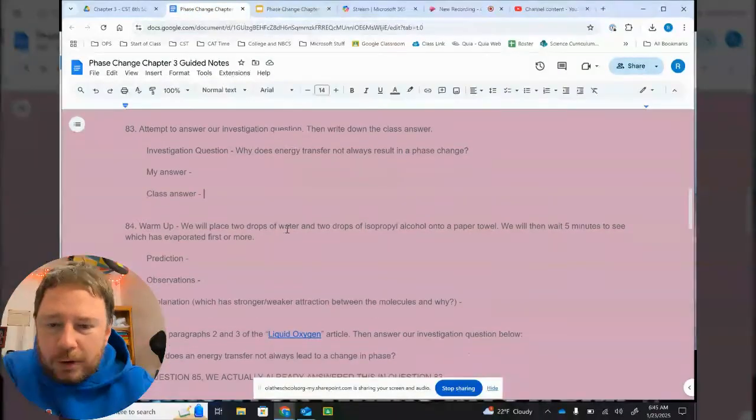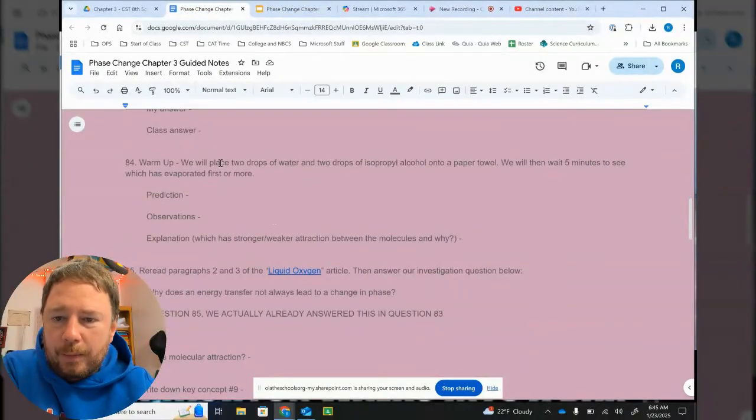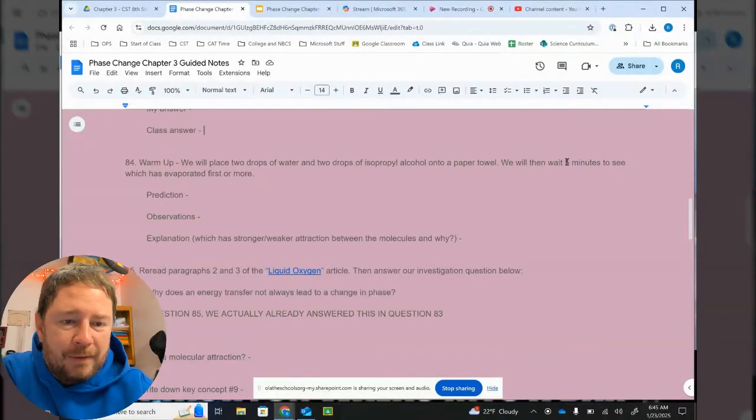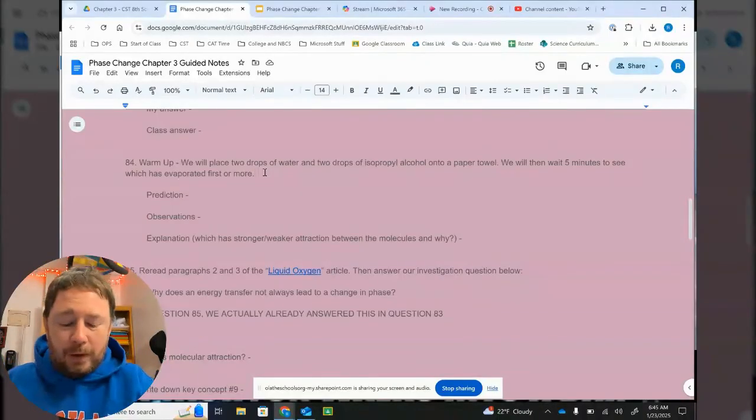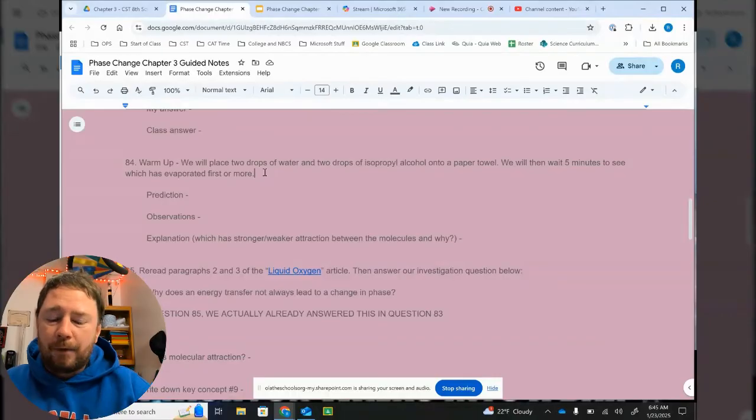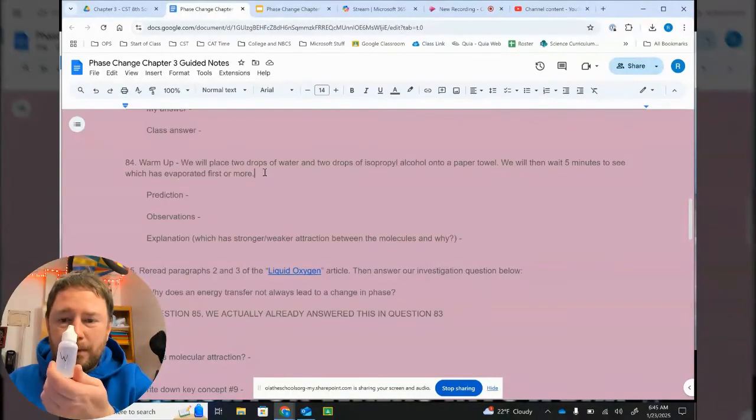All right, next we are going to do a warm-up activity. You're going to place 2 drops of water and 2 drops of isopropyl alcohol onto a paper towel. We'll then wait 5 minutes to see which has evaporated first or which one has evaporated more. So we've got 2 bottles. One is labeled with an A for alcohol. One is labeled with W for water.